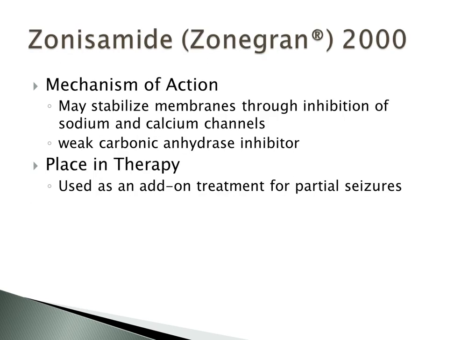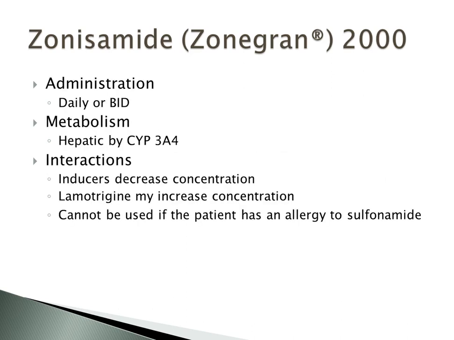Zonisamide, mechanism of action, if you are reading this carefully enough, it's going to sound a lot like topiramate. Stabilize membranes through inhibition of sodium and calcium channels, and again, a weak carbonic anhydrase inhibitor. It can be used as an add-on treatment for partial seizures. It can be given daily or twice a day. It has a very, very long half-life, so daily is appropriate for many patients.